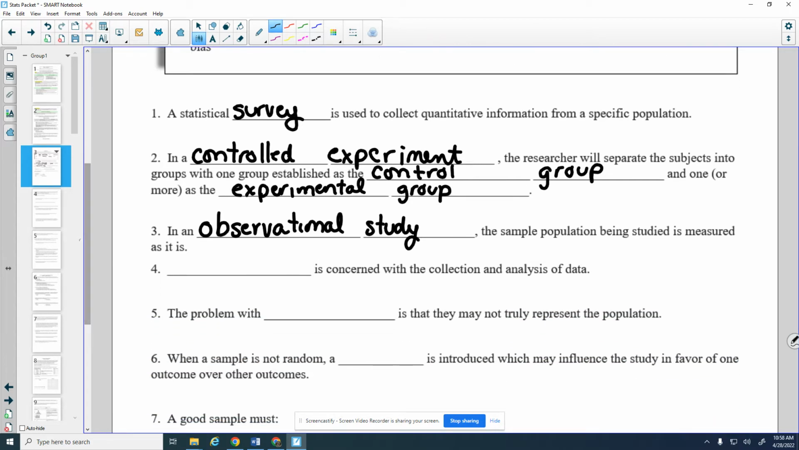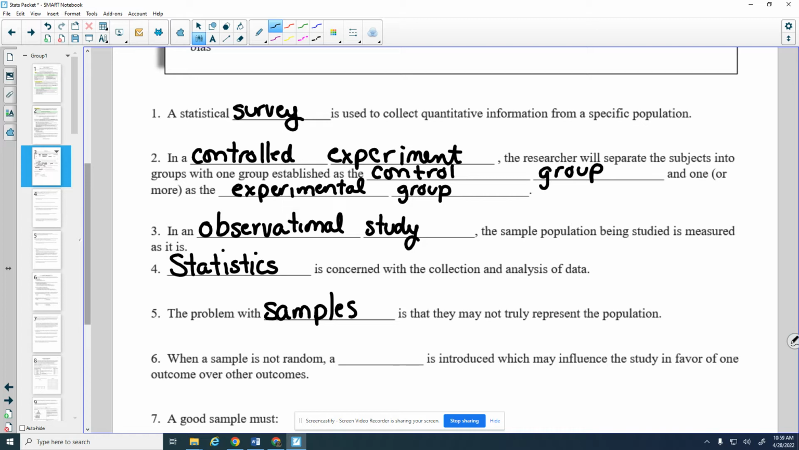The next one, blank, is concerned with the collection and analysis of data. That is the topic of our unit, which is statistics. The problem with blank is that they may not truly represent the population. So it's often really difficult to survey or do an experiment on an entire population or observe an entire population. So we take samples, where we take parts of the population, but we really have to be sure that they represent the population, and that's a major focus in this unit.